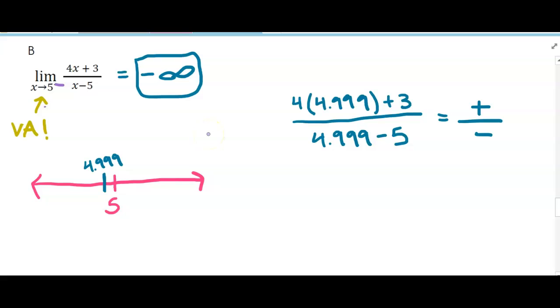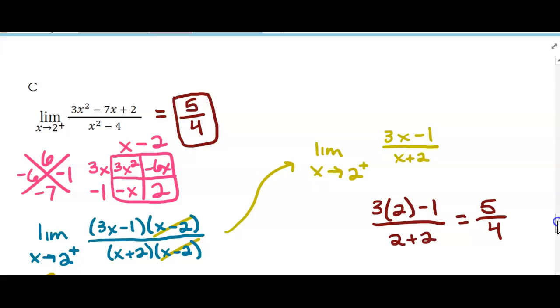In this case, it's obvious. You don't even need to multiply the numbers all out. It's going to be positive in my numerator, and in my denominator, it's going to be negative. And when I take a positive and divide it by a negative, I end up getting a negative. So this limit for B was negative infinity.